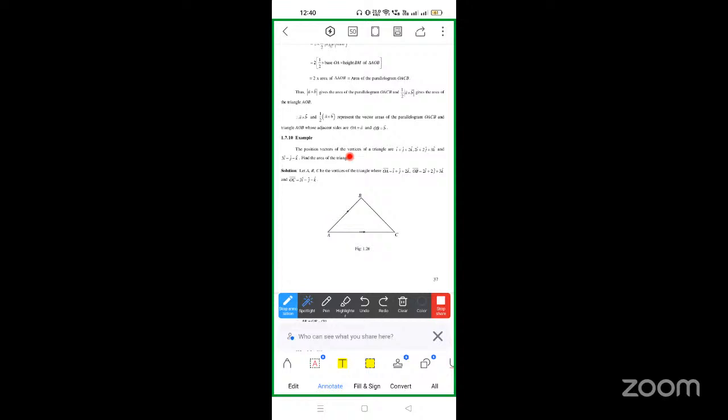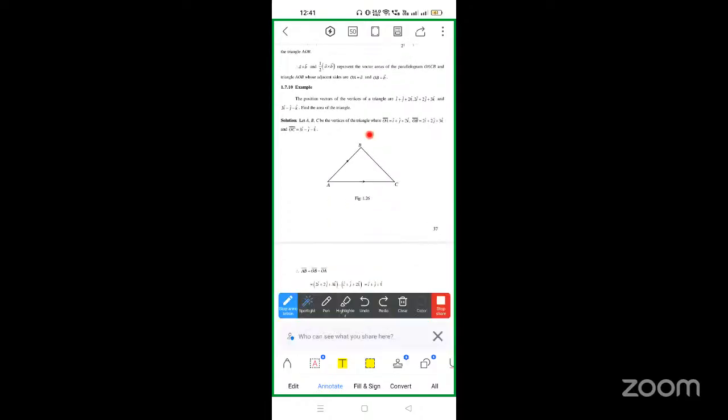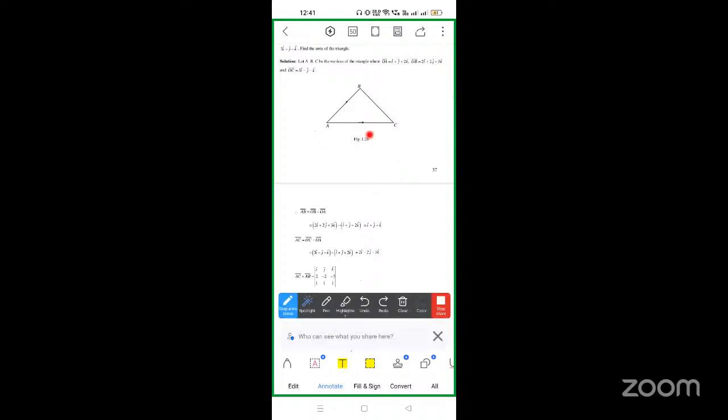The position vectors of a triangle are i plus j plus 2k, 2i plus 2j plus 3k and 3i minus j minus k. Find the area of the triangle. So A, B, C are the vertices of the triangle: OA the first vector, OB the second vector, OC the third vector. First we have to find the sides, AB and AC. So by the formula, AB is equal to OB minus OA. Next, AC is equal to OC minus OA.